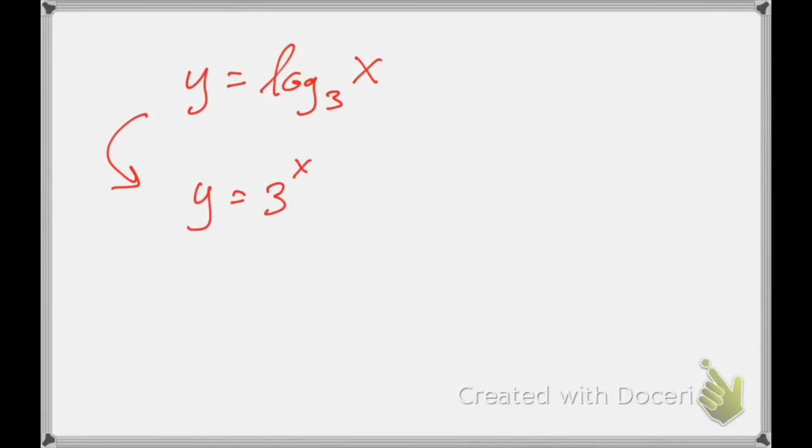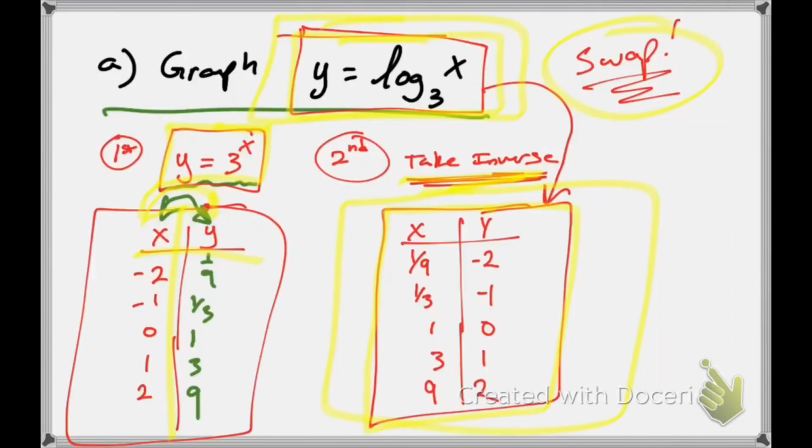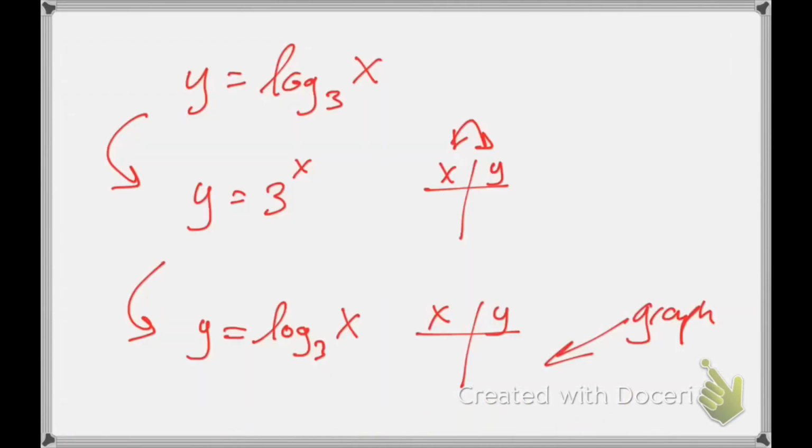So all you got to do, you have y equals log base 3 of x. I go from here to the inverse, which is y equals 3 to the x. I get my xy coordinates. Then I go back to the original and find those xy coordinates, and all I got to do for that is swap those and then graph. So for example, I had the 0, 1. Just look at that. So I had 0, 1. So I swap and then graph.